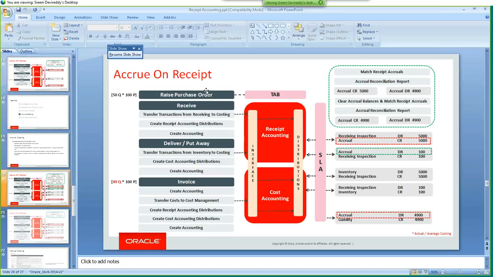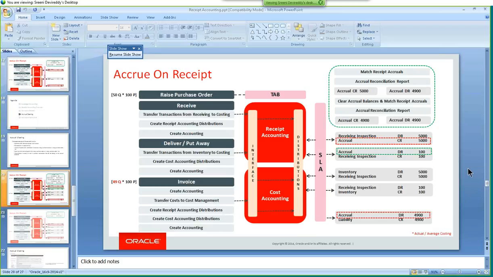Those are the steps: creating a purchase order, receiving the goods, delivering them, and probably creating an invoice. Those are the 4 steps that you would do. The rest of the processing is done in the backend. But in this demo, I'm going to show you all these steps manually.